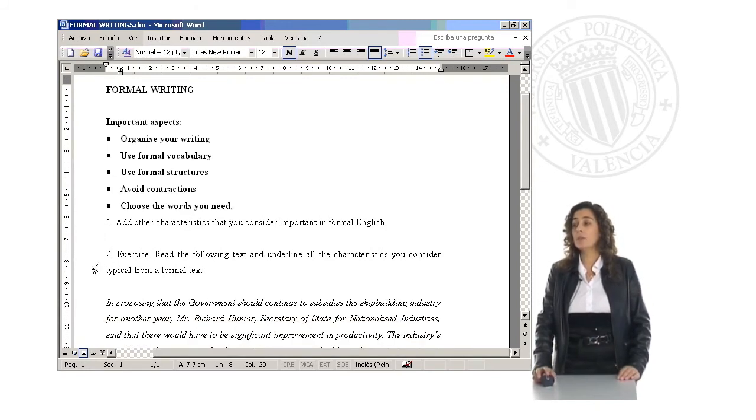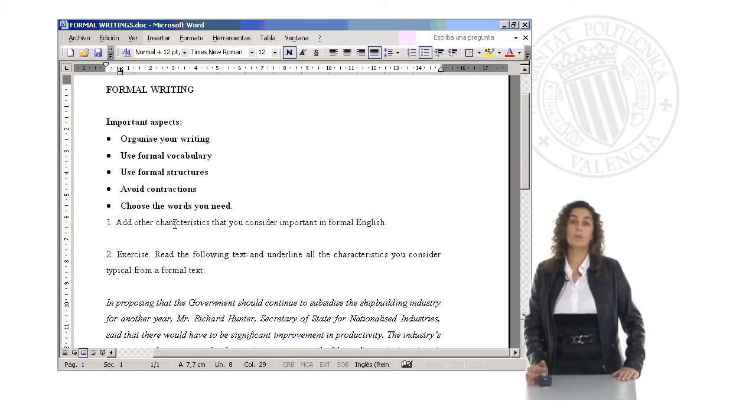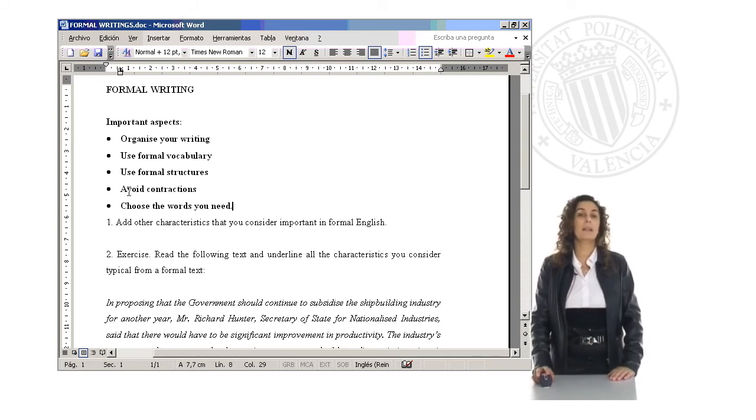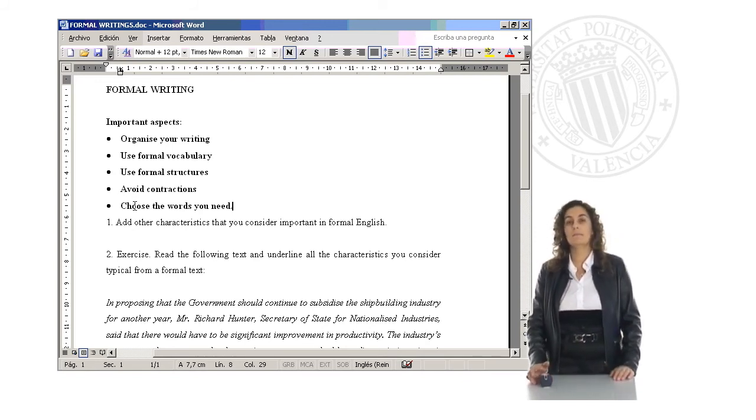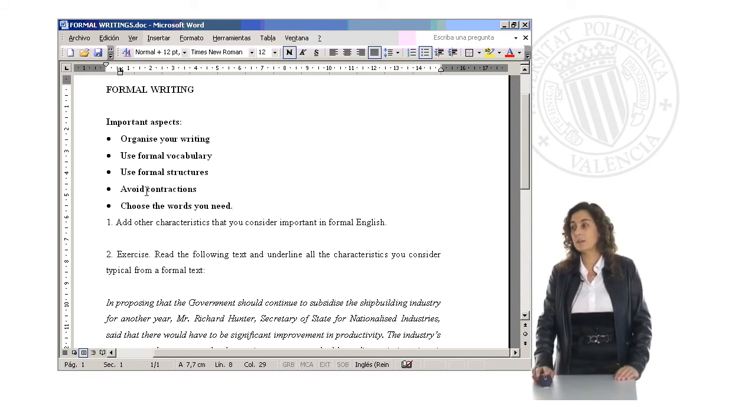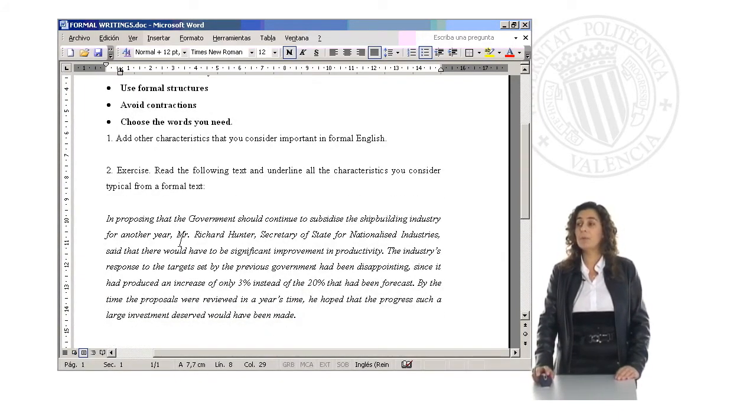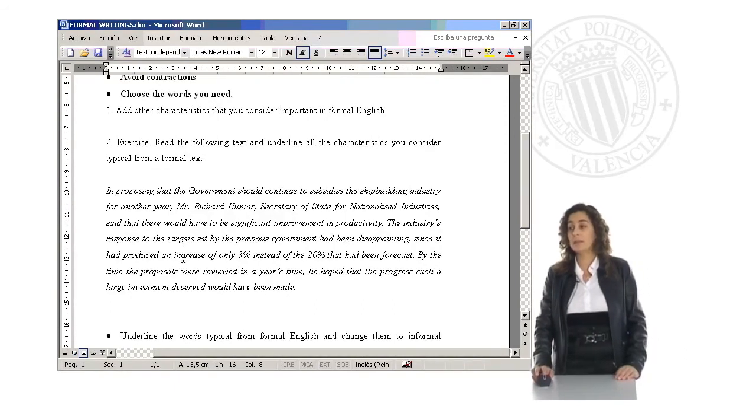Right, and here I am proposing an exercise, and other characteristics that you consider important in formal English. I think all these aspects are quite important, but I will also add that you have to choose the specific vocabulary you need. If you are writing in a business environment, you have to use business vocabulary. If you are writing in a technical environment, then you have to use technical vocabulary, etc. And here you have an example of a text, and in this text, the exercise is to underline all the characteristics you consider typical of a formal text, right?